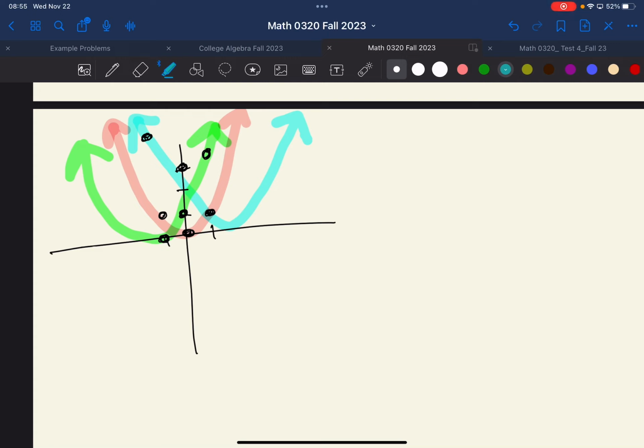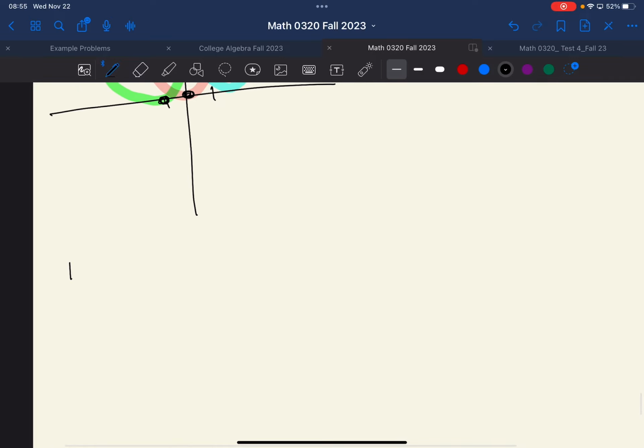Okay, go ahead and take a moment and do number 5. So example 5 is p of x is equal to x minus 7 squared. So go ahead and create your table and then graph it.